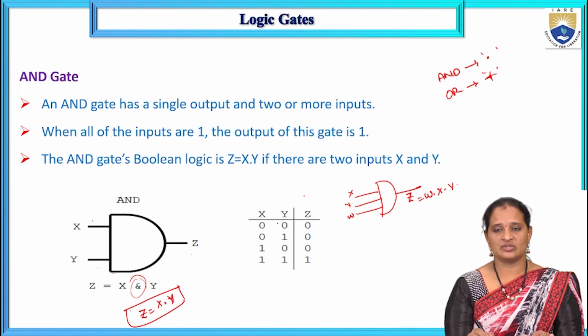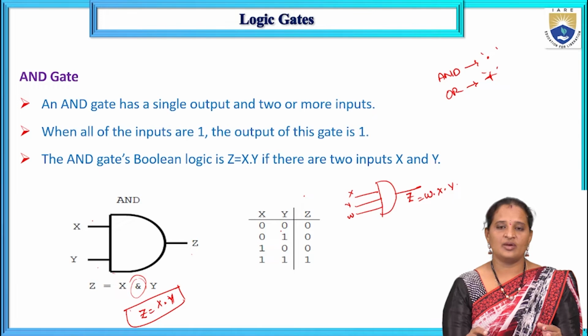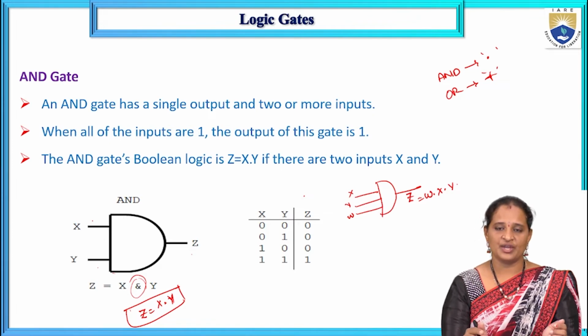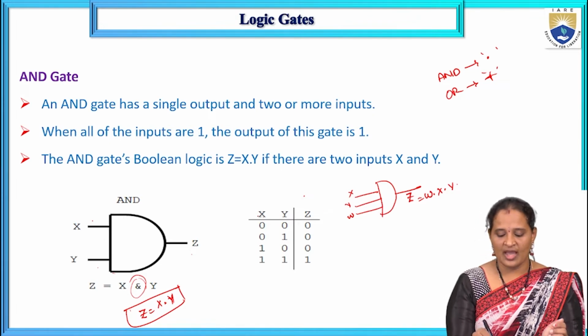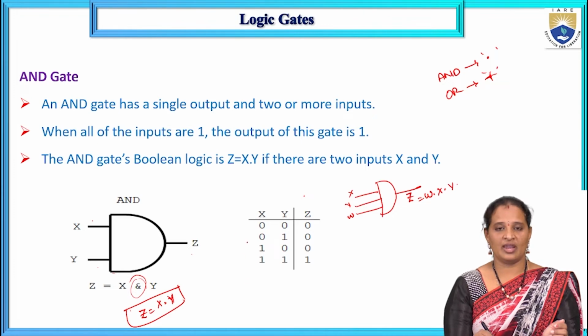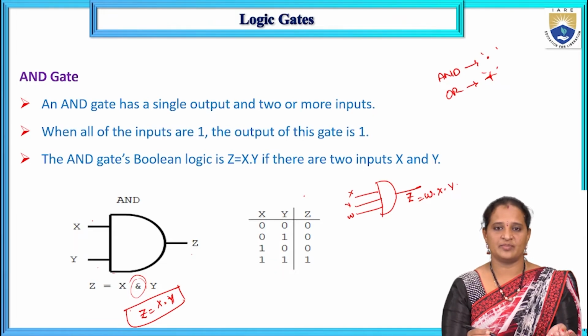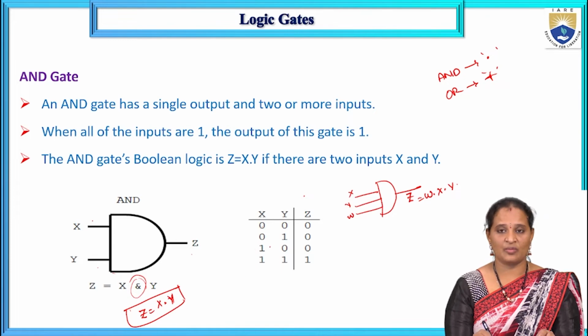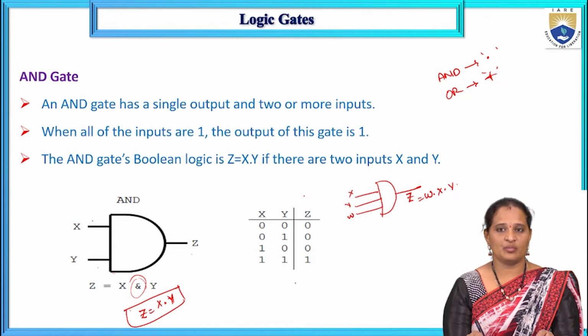Coming to the truth table. As you all know, a truth table will list the output of a circuit for all the possible combinations of inputs. Here, as we have 2 inputs, we can have 4 combinations for the input, because all these inputs are binary inputs. Binary inputs may be either 0 or 1, and hence we can have 4 combinations: 0 0, 0 1, 1 0, 1 1.